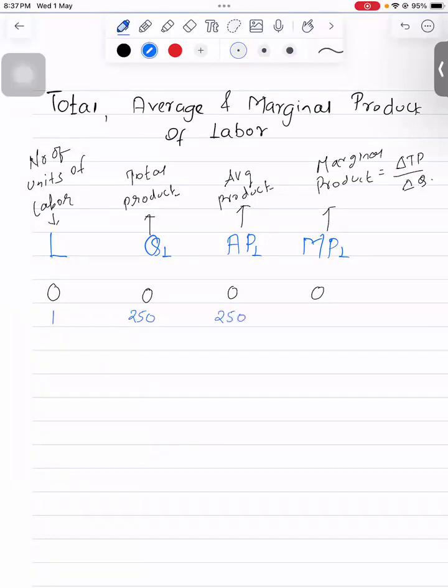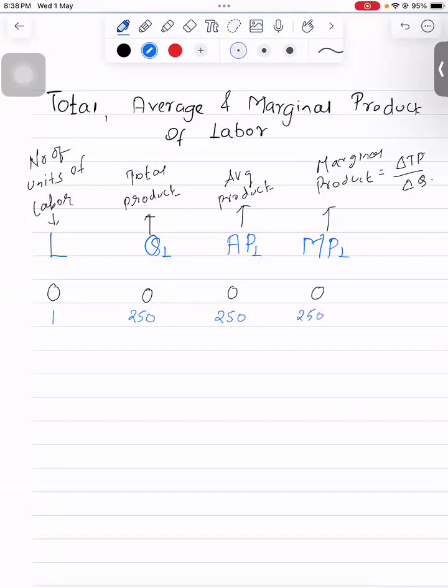What will be the marginal product? Use this formula: change in total product divided by change in quantity. Change in total product from 0, it is 250 now. Change in quantity from 0 units, now we have 1 unit. So what will be the marginal product? Right, marginal product will also be 250.